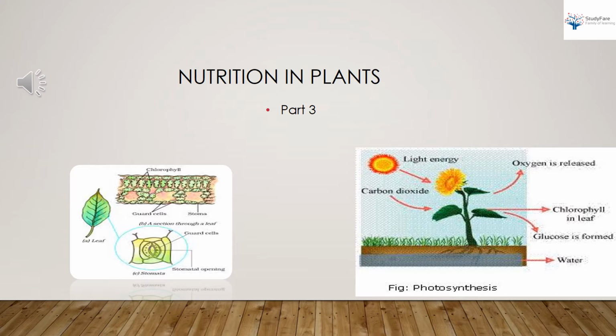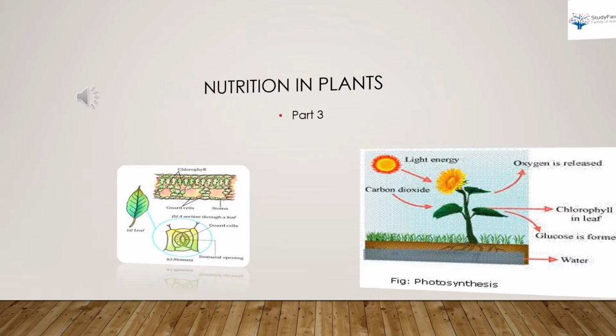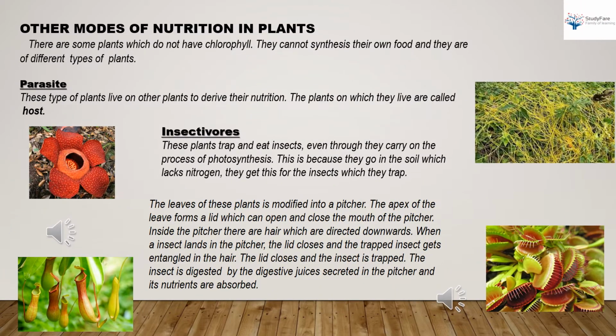Today we are going to learn other modes of nutrition in plants. There are some plants which do not have chlorophyll. They depend on other organisms like plants and animals to derive their nutrition. According to this, they use the heterotrophic mode of nutrition, and plants are divided into a few types.